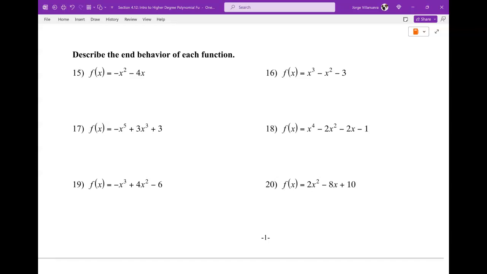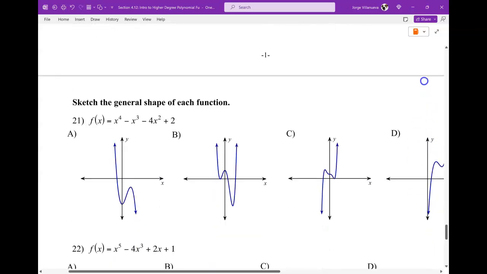What about like number 17? The degree is what? 5. And the A term? Negative. So it's odd and negative, which means rises to the left and it falls to the right. Okay? Again, that's just all in your notes. Okay? All right. So why did I bring this up? Well, because of these.